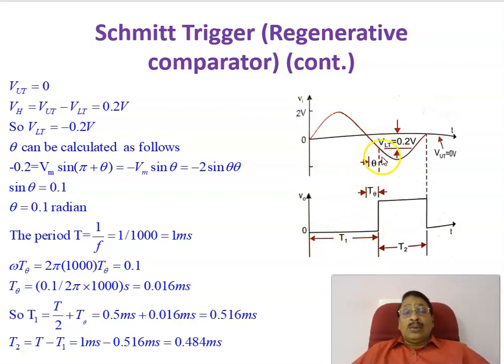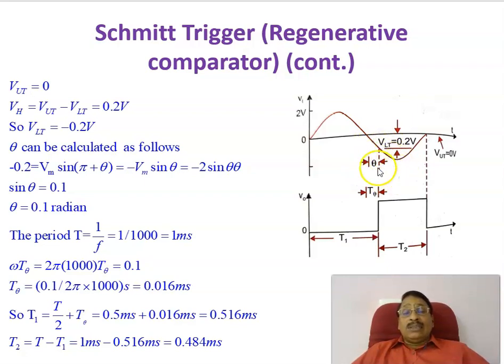Now, in order to calculate theta, you compare with the lower threshold voltage equal to minus 0.2. The input voltage is Vm sin of pi plus theta, so Vm sin of pi plus theta equals minus 2. From this equation, you can calculate that sin theta is equal to 0.1, so theta is 0.1 radians, that is, from here to here.